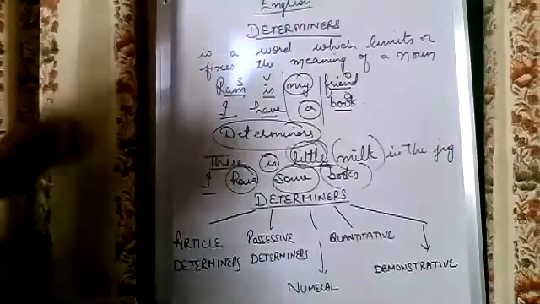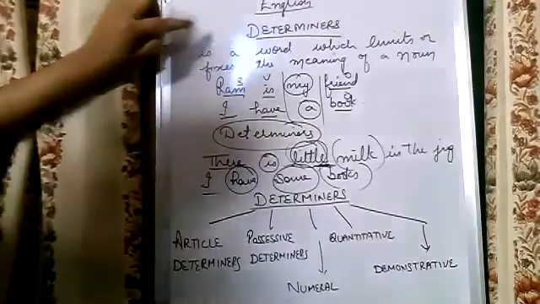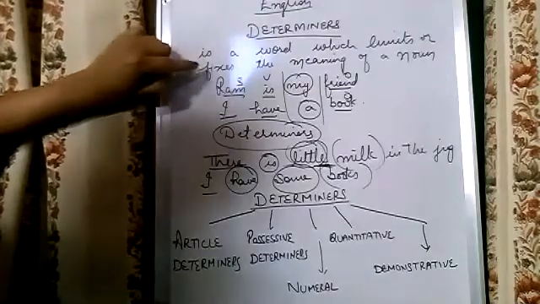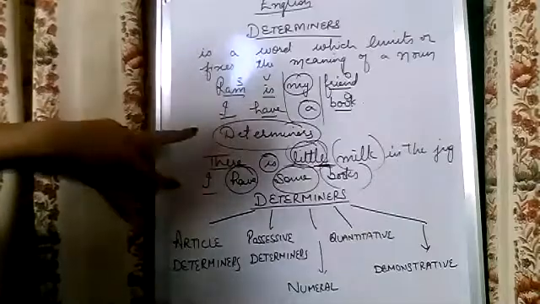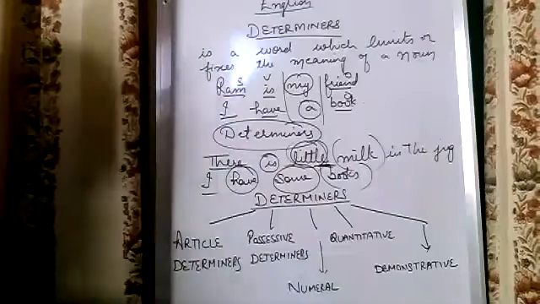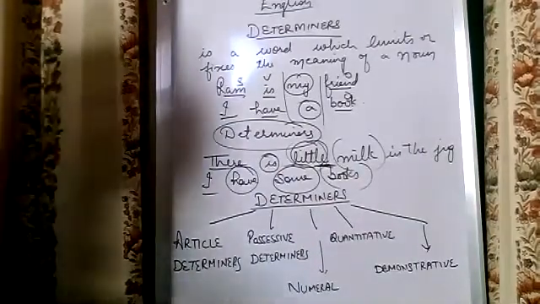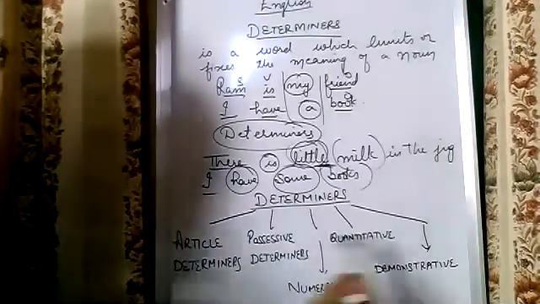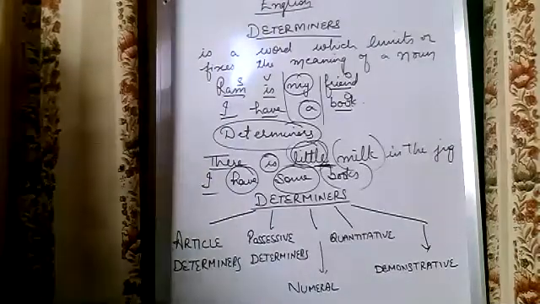So first of all, write down the definition. First of all, give the heading determiners. What are determiners? A determiner is a word which limits or fixes the meaning of a noun. I have given 4 examples. Determiners are of 5 main types: article determiners, possessive determiners, numeral, quantitative, and demonstrative determiners.